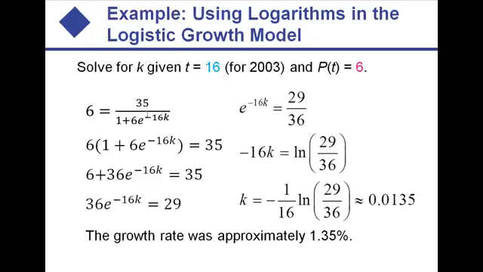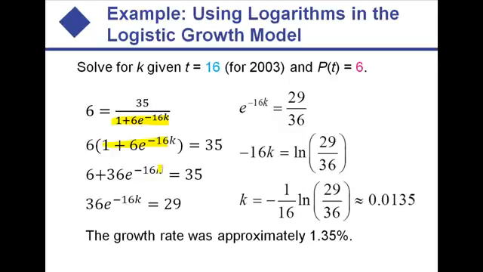Okay, now we've got to solve for this k. So the first thing we want to do is get it out of this fraction. Multiply both sides of the equation by this whole bottom, by the whole denominator piece. And so that's why it's 6 times all that equals 35.